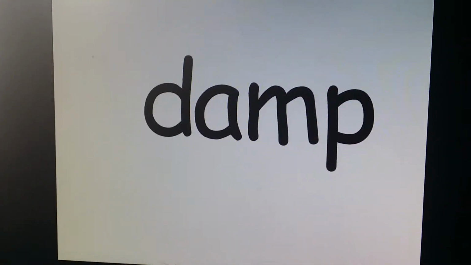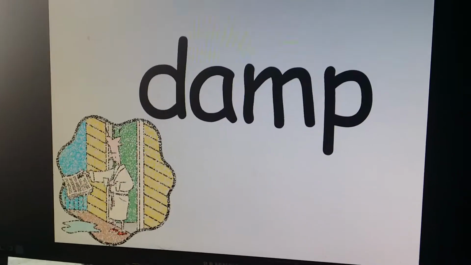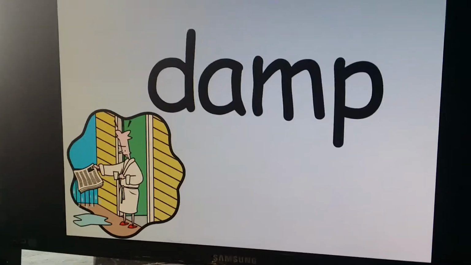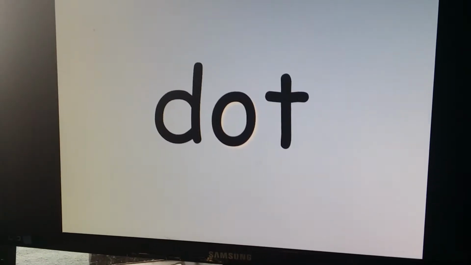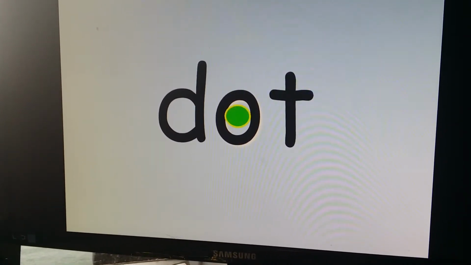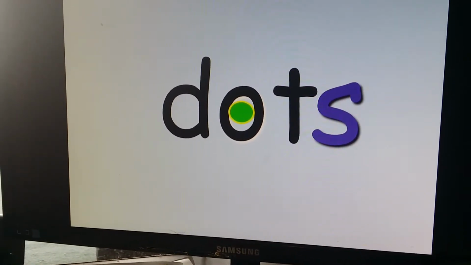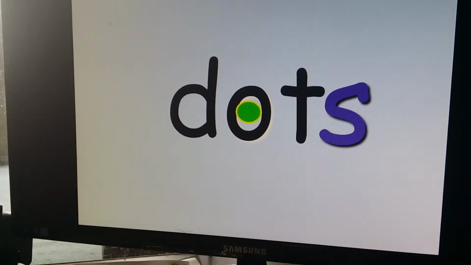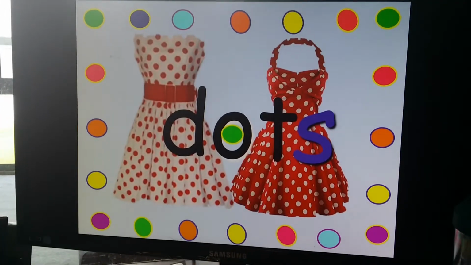Going to take away the beginning sound. Now, instead of camp, it's going to be d-amp. Remember what damp means? A little bit wet. Not soaking wet, just a little bit wet. His paper got damp. Good for you. Dot. Now, when I put an S on the end of the word, what does that mean? Sure, it means there's going to be lots. Okay? So now we have dots.